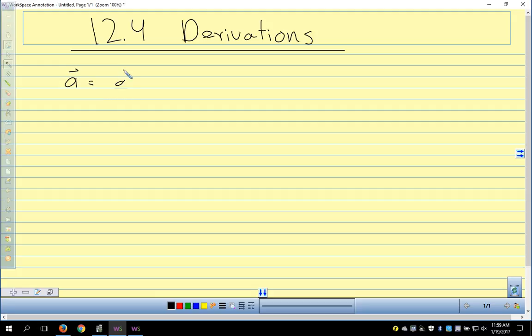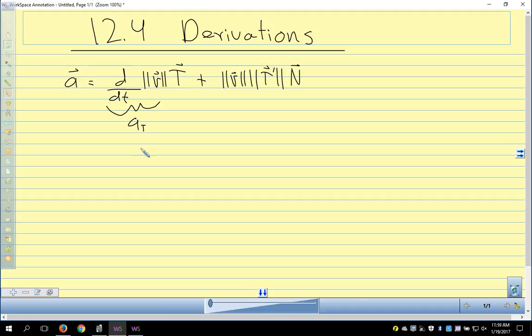We said our acceleration was the derivative with respect to time of the magnitude of our velocity times our unit tangent vector, plus this quantity. We have this magnitude of our velocity times the magnitude of T prime times our unit normal vector. And we said this was our tangential component, a sub T, and this was our normal component, a sub N.